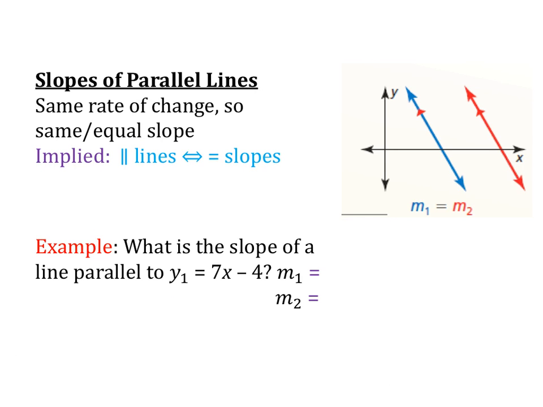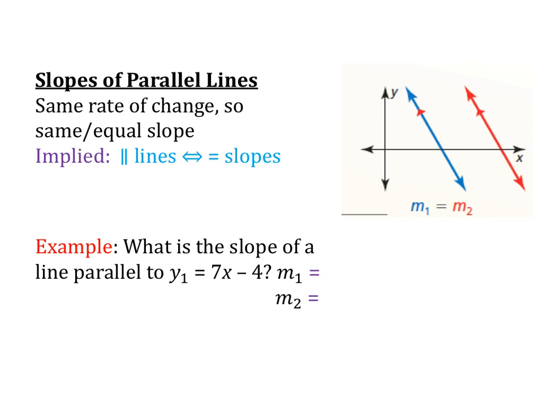All right, so let's talk about the slopes of parallel lines. Slopes of parallel lines have the same rate of change. So they are the same value, in other words, equal slope. Our implied is parallel lines implies equal slopes. And we have a picture here of 2 different lines with parallel marks, a blue line and a red line. So my blue slope, we'll call it M1 for line 1, is equal to the slope of line 2. So M1 is equal to M2, therefore these lines are parallel. And switch that, and you can say if you have equal slopes, then you have parallel lines.